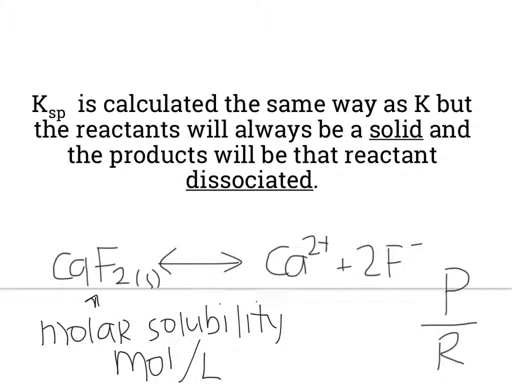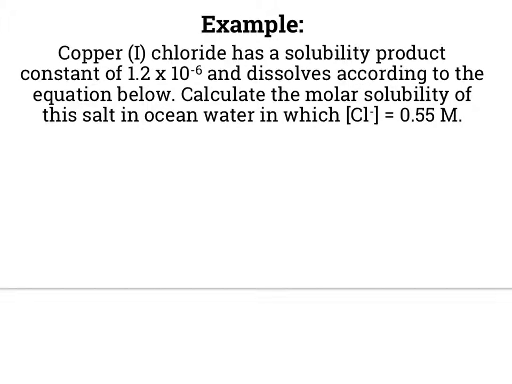So, anyways, let's do an example. Copper 1 chloride has a solubility product constant of that and dissolves according to the equation that is not currently given to you. Sorry. Copper chloride, that's supposed to be a solid, turns into copper and chloride.